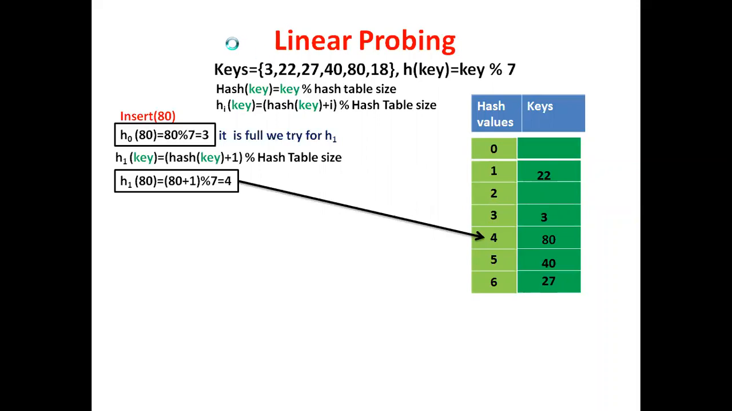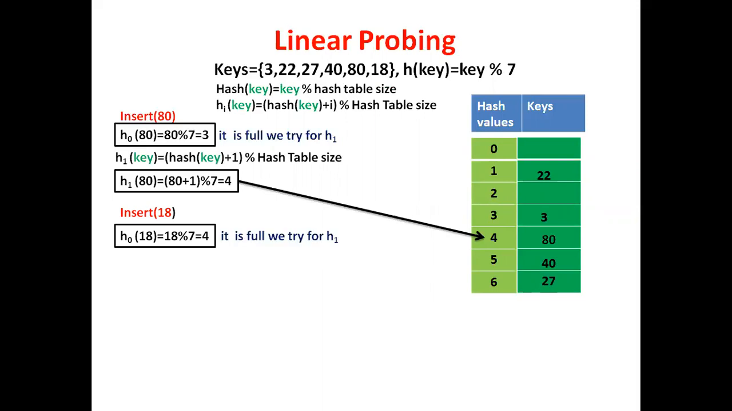Now again I want to insert 18. So observe that h0 of 18 is equal to 18 modulus 7, that is 4. But bucket 4 is already filled by 80. So we cannot insert 18 in the fourth bucket.